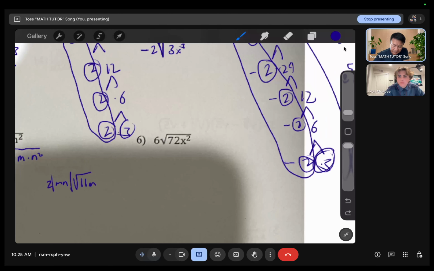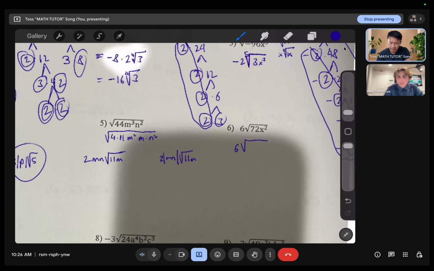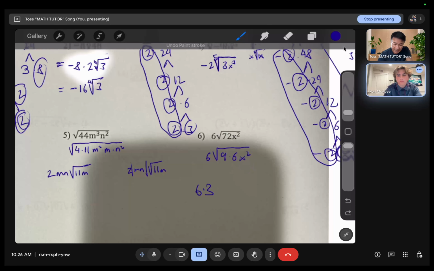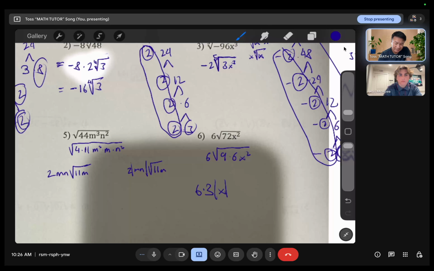Okay, same thing with this one. Oh, it's 72. In your timetable, a 9 is the biggest perfect square. So here is the work that we show. Okay, I hope you're okay with that one. It will be 9 times 6x squared. So if I show the work, the 9 comes outside as a 3, so it'll be 6 times 3, and this x squared will be an absolute value of x right here, and a root 6.